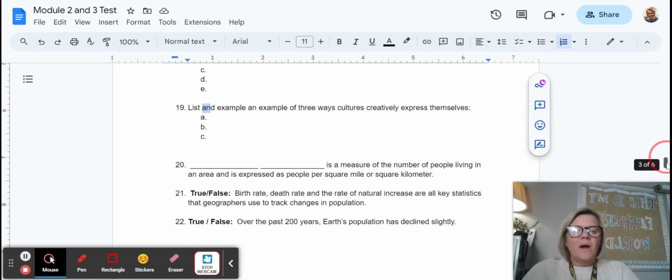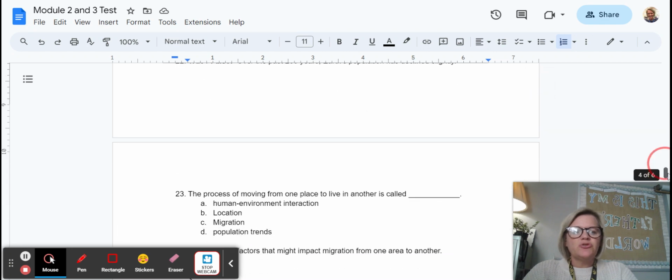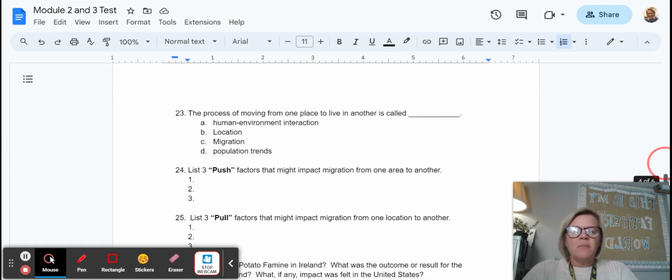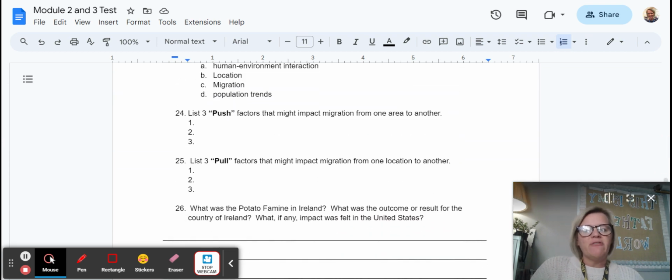Okay. 20, fill in the blank. 21, true, false. 22, true, false. 23, multiple choice. Let's take a look at 24 and 25. You're going to list push factors, things that push migrants away from the country, and then pull factors, things that pull people to migrate to a certain country.